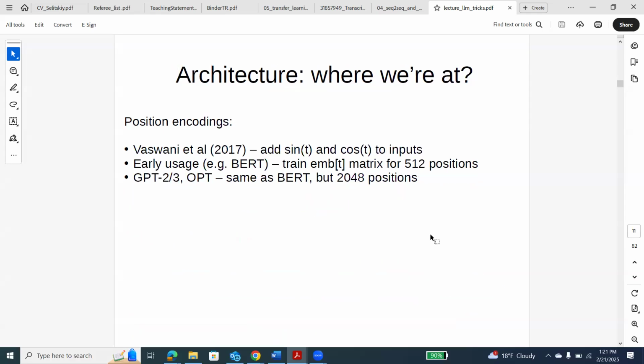Okay, so let's talk about the positional encodings. As you remember, in the original BERT model, the input size was 512 tokens. In the next models of BERT, they increased the input size, and it was 2048 tokens, so it's about 2 pages of text.